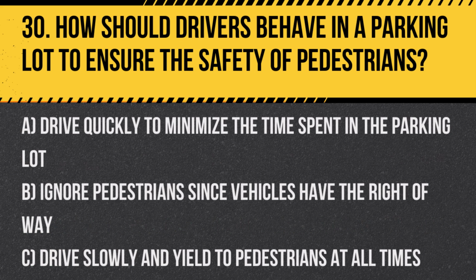Question 30. How should drivers behave in a parking lot to ensure the safety of pedestrians? A. Drive quickly to minimize the time spent in the parking lot. B. Ignore pedestrians since vehicles have the right of way. C. Drive slowly and yield to pedestrians at all times. Answer. C. Drive slowly and yield to pedestrians at all times. Parking lots can be dangerous for pedestrians, especially children, so it's important to be vigilant and courteous.